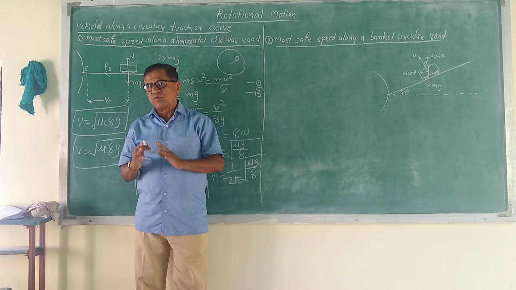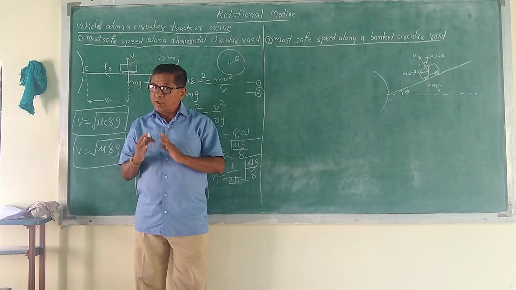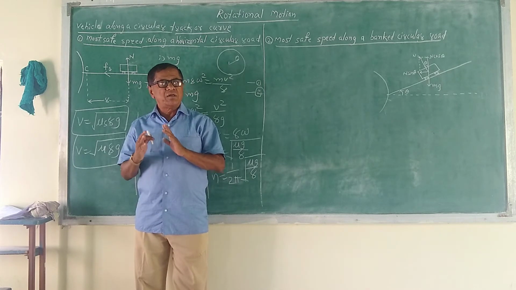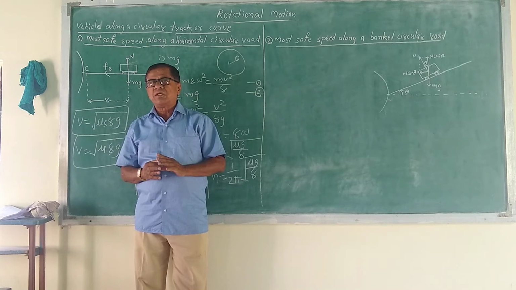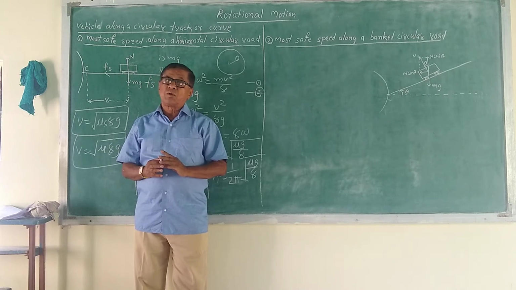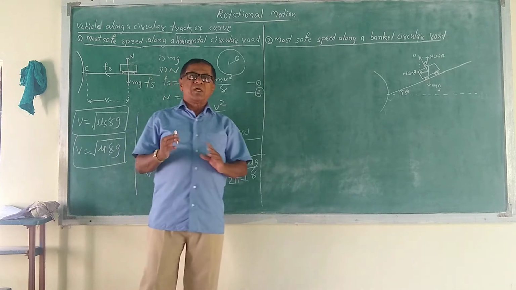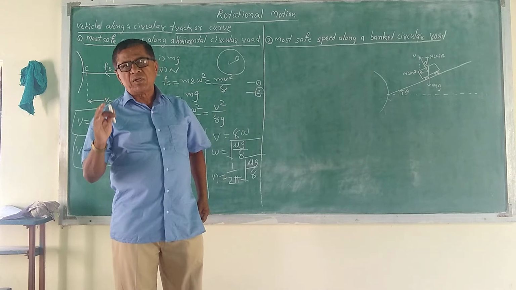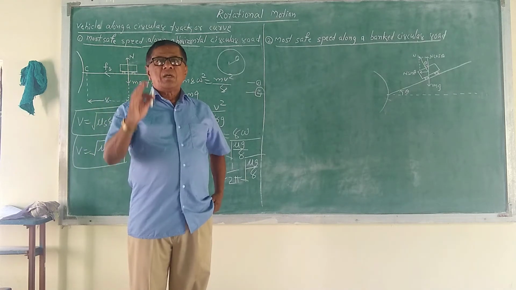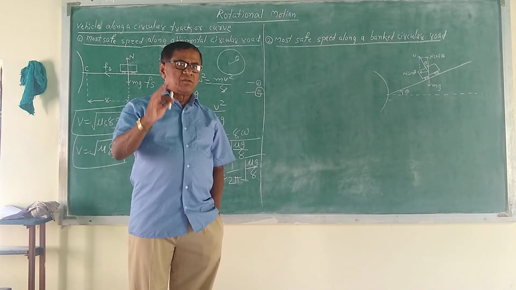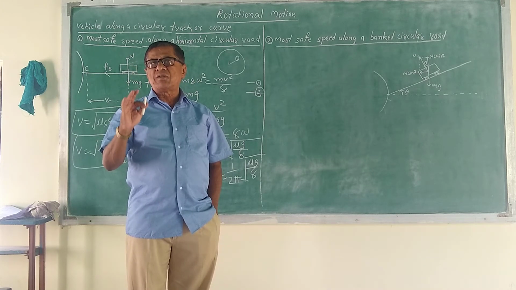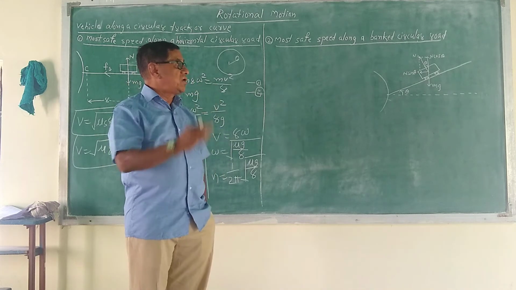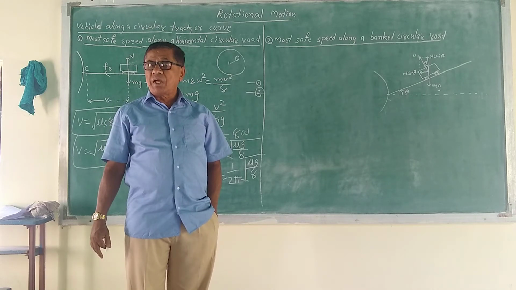This type of road you can observe on the highways. On the highways at the turn, you can observe that the road is banked. The outer edge of the road is at a higher level than the inner edge. The angle made by the road surface with the horizontal is called the angle of banking. Here theta is called the angle of banking.